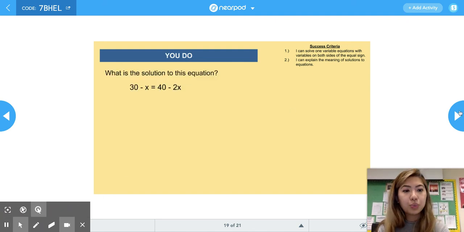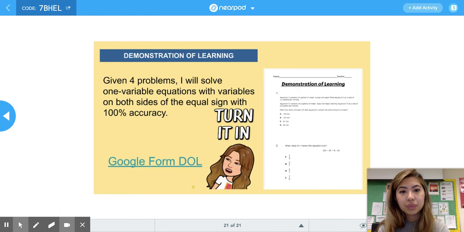So there's several we do problems and you do problems. And lastly is your DOL. It's 4 problems and it's in a Google form.